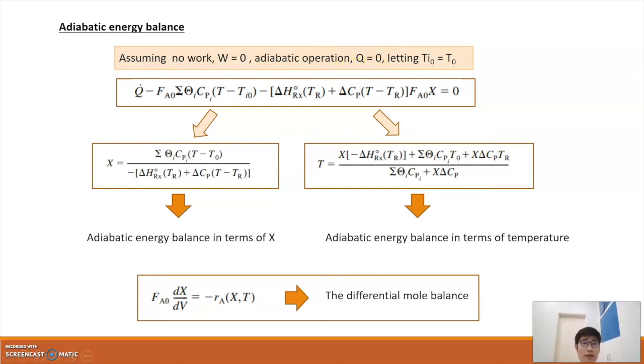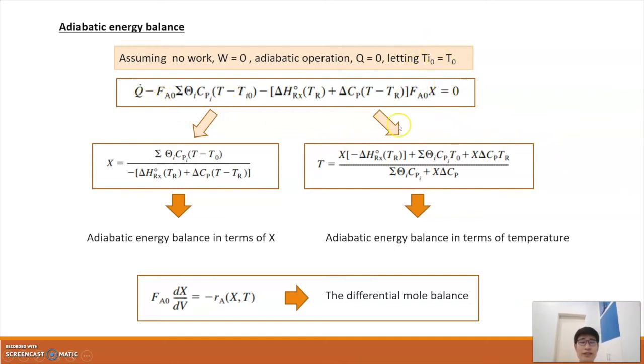transfer, so therefore Q is equal to 0, and letting the initial temperature equal the final temperature, because they assume that there is no net change of the temperature, because there is no heat transfer, so there is a big possibility that the temperature does not change. So better still we assume the same temperature.